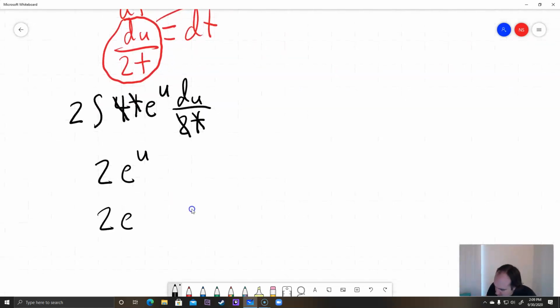So we have 2e to the t squared. And that's going to be our first integral. Okay? And we're going to be evaluating that from 0 to 1. Okay, so we have 2e to the t squared evaluated from 0 to 1. And this is times our vector i.